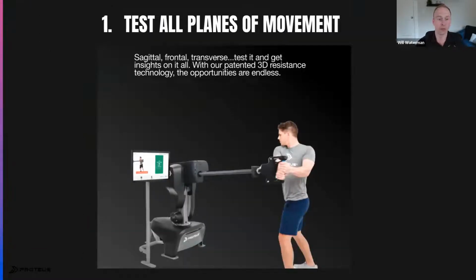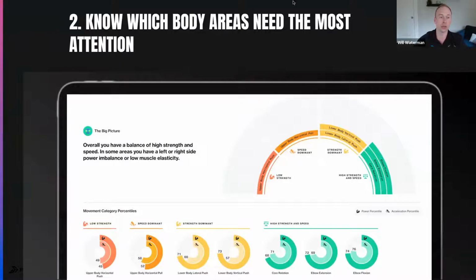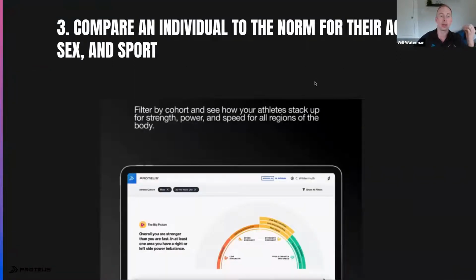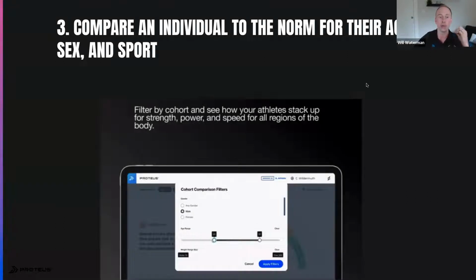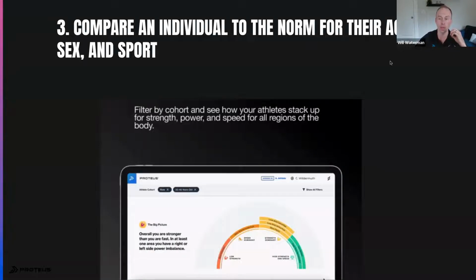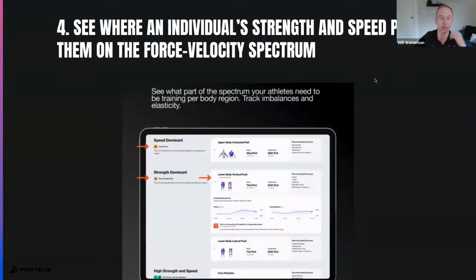So you'll first perform the test. You'll know exactly which body areas need the most attention. Then we'll immediately jump into being able to compare an individual for their norm, for their age, sex, and sport. I'll show you how to set these filters appropriately and what to do if you run into a low sample size. Then you're going to be able to actually see where they fall in the force velocity spectrum.